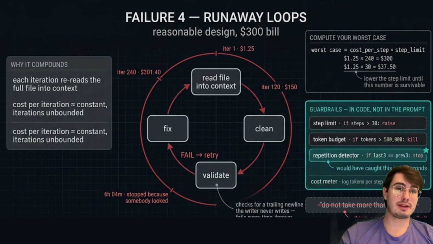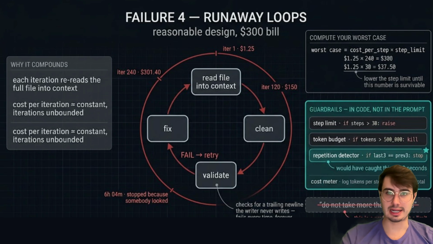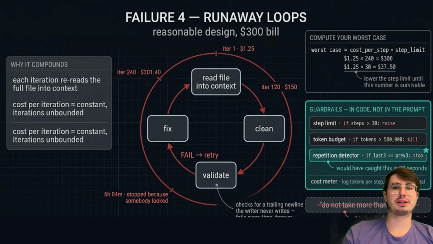And then also never let an agent run unattended until you know what its worst case costs, right? Multiply the per step cost by your step limit. And if that number would ruin your week, lower the step limit until it wouldn't, and then there you have your actual budget that you should compute before the first unattended run, not after it.